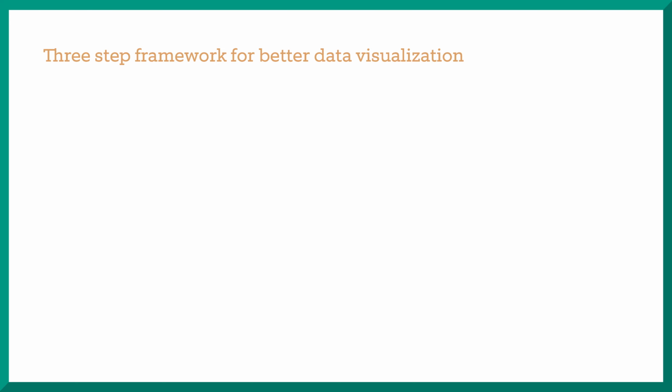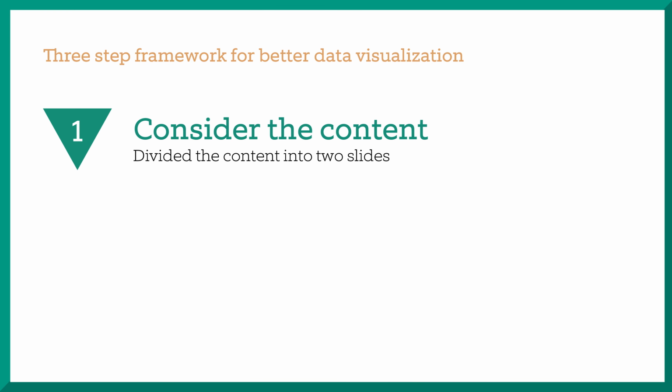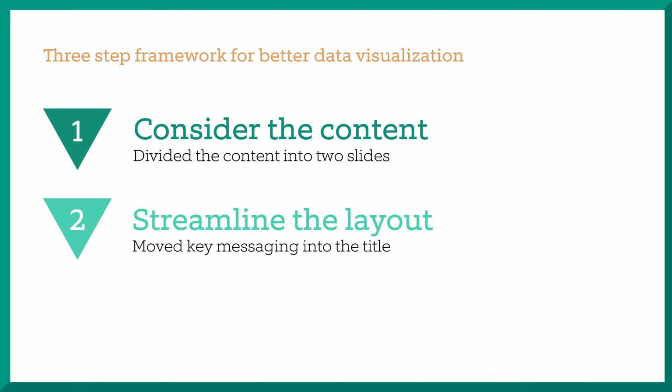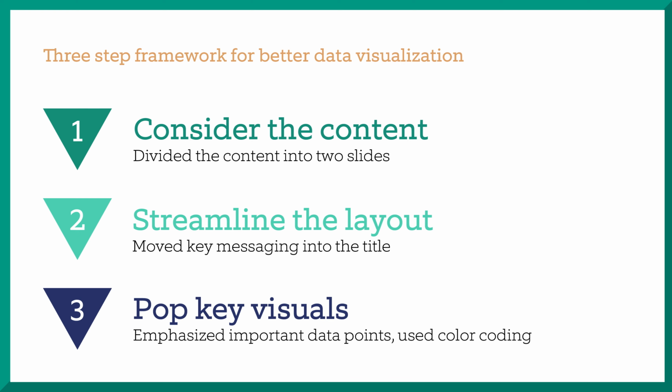Let's recap what we just did. To make this slide clear and scannable, we refined it in 3 ways: through content, layout, and pop. We considered the content by dividing it across 2 slides. We streamlined the layout, moving the key messaging into the title. And we popped the key visuals by emphasizing the important data points and being purposeful with our use of color coding.